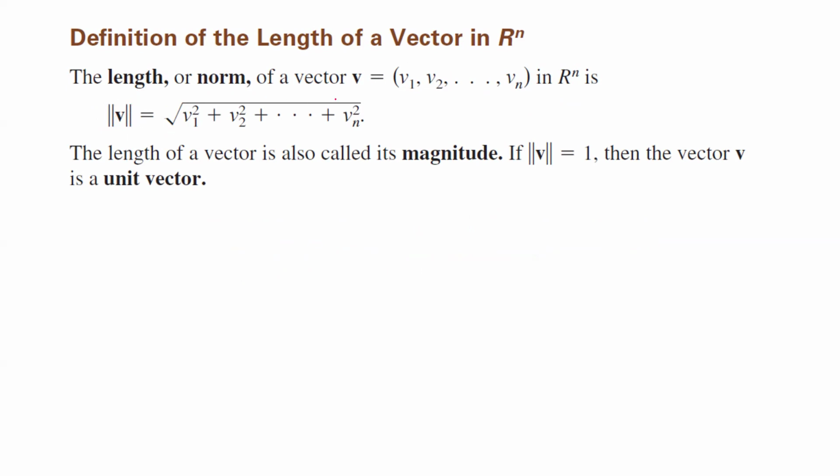Is equal to the square root of v1 to the second plus v2 to the second plus vn to the second. So you're basically taking all of these components and raising them to the second power. The length of a vector is also called the magnitude. Recall that if the length of the vector is equal to 1, then you call it a unit vector. If you have a vector whose magnitude is not equal to 1, still we can make it into a unit vector. No one's stopping us.